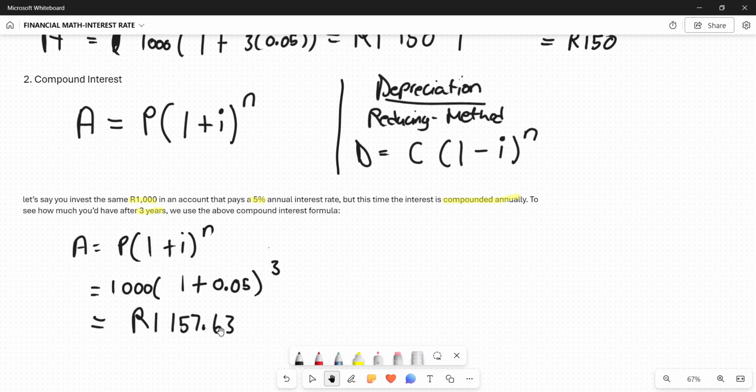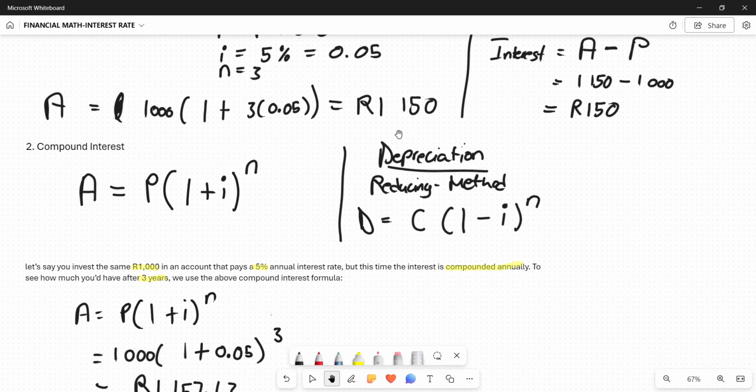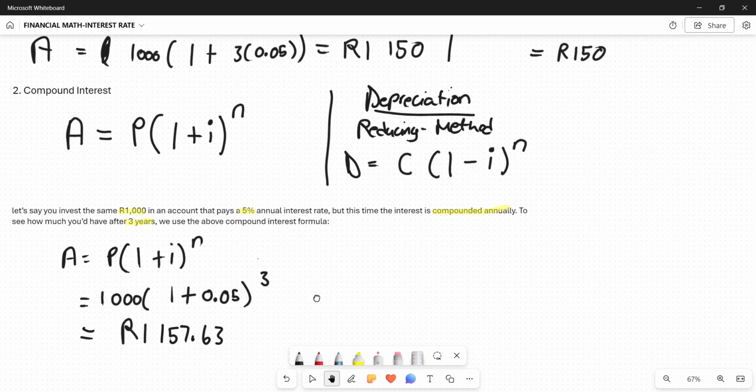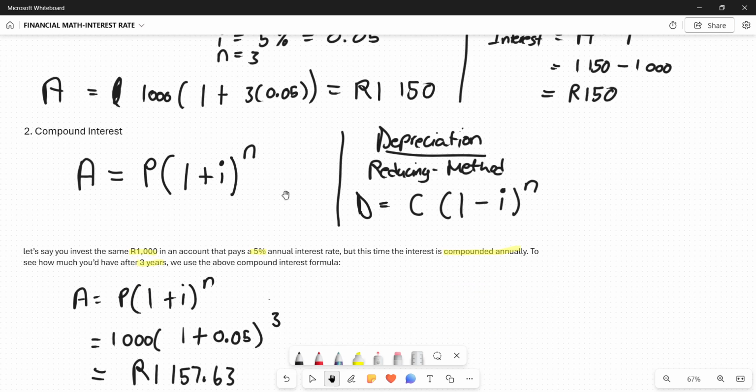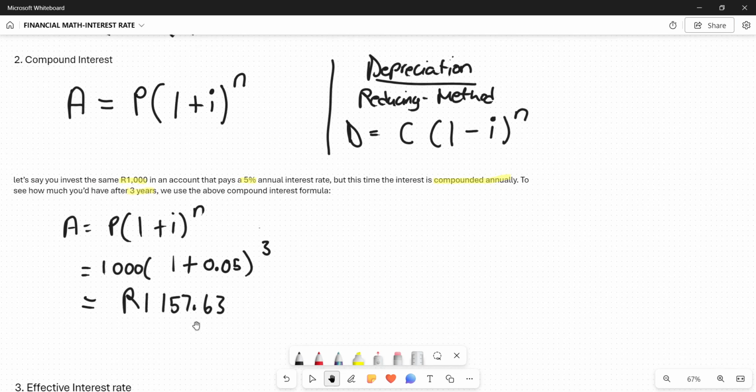Now if you compare the two, using compound and simple interest, you notice that for compound interest, the accumulated amount will always be greater than the one for simple interest. What's the reason for that? Well, for compound interest, the interest itself earns interest, unlike simple interest. For simple interest, the interest that you have earned in the first year will never earn interest in the second year. So that's why this amount is less than this amount for the compound interest. Okay, so that's it for compound and simple interest.